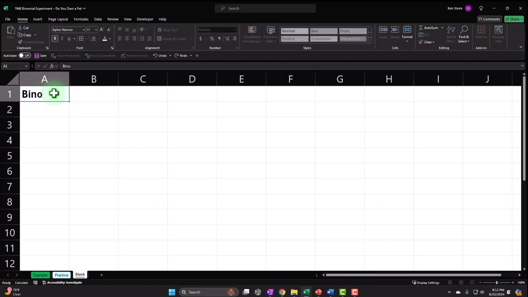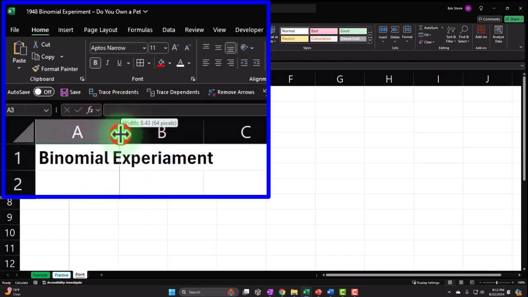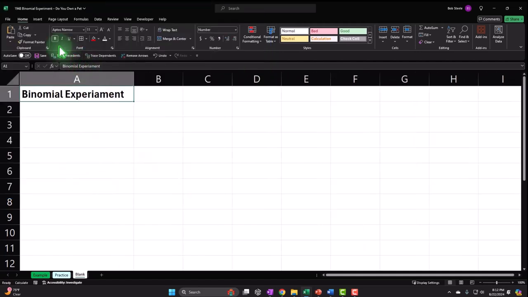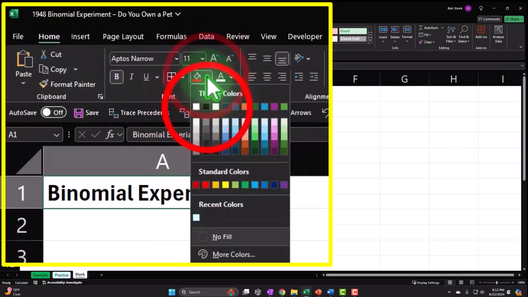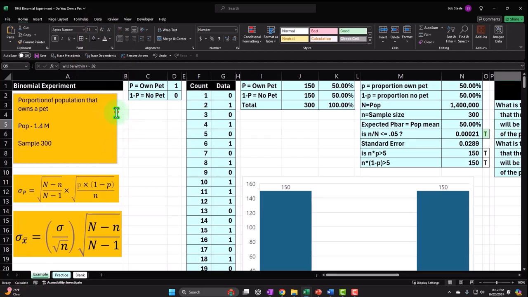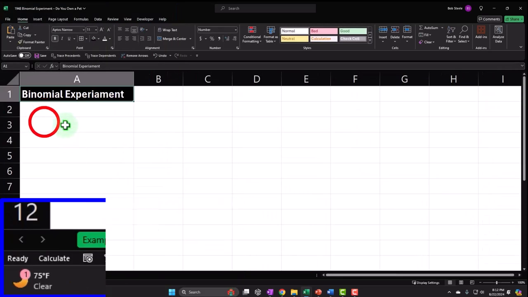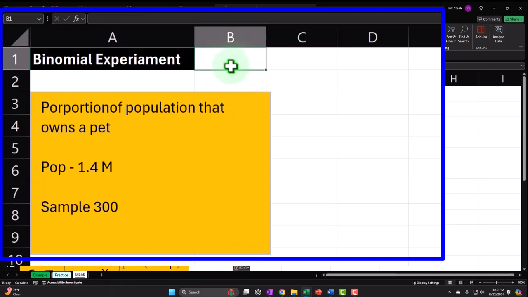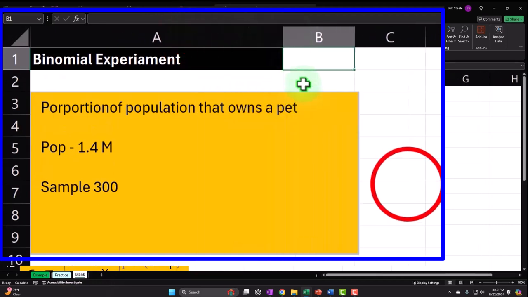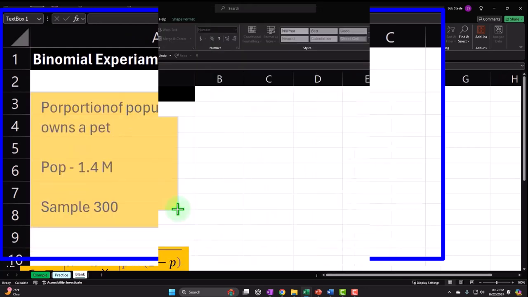I'm going to put Binomial Experiment as my title. Let's just make it wider. And then I'm going to make it black and white. Home tab, font group, I'll make it black and white. And then I'm actually going to copy over this information, which is going to be the data, which you could just type in if you want. And I'll copy these formulas, which you can create if you would like. I know I'm kind of cheating. I said I was going to build it from scratch. Now I'm copying things over. But here we go. So I'm going to then say to just bring this down to like here.